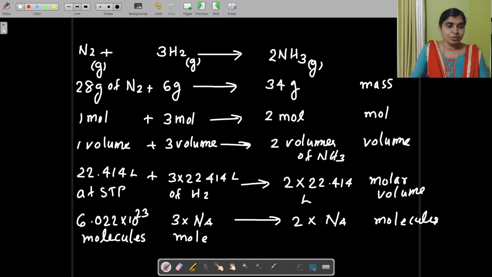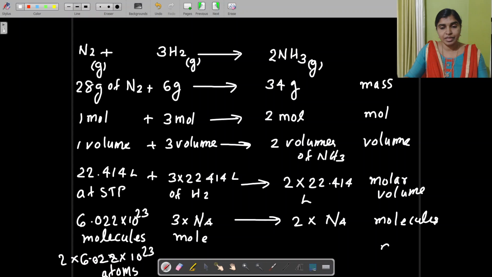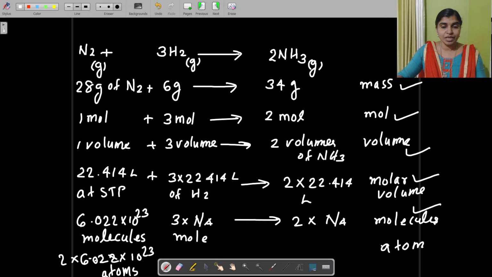And this can relate the number of atoms also. If it is 1 mole of nitrogen, 1 molecule of nitrogen consists of 2 atoms. So what is the total number of atoms in nitrogen? That is 2 times this, that is 6.022 into 10 to the power 23 into 2 atoms. Similarly, we can obtain the number of atoms also from the same chemical equation. So there is much information from the same chemical equation: the mass relationship, secondly the mole relationship, then the volume relationship, molar volume, molecules, number of atoms, etc.